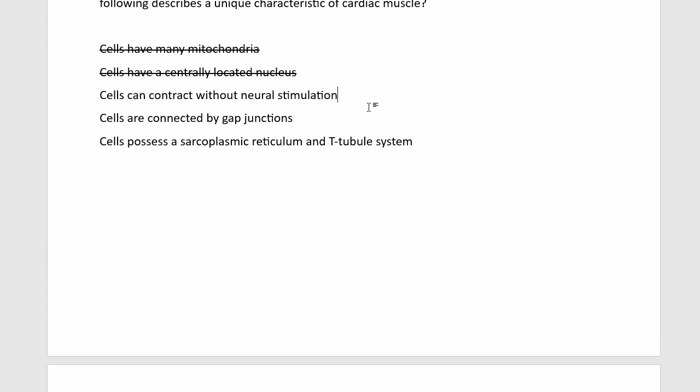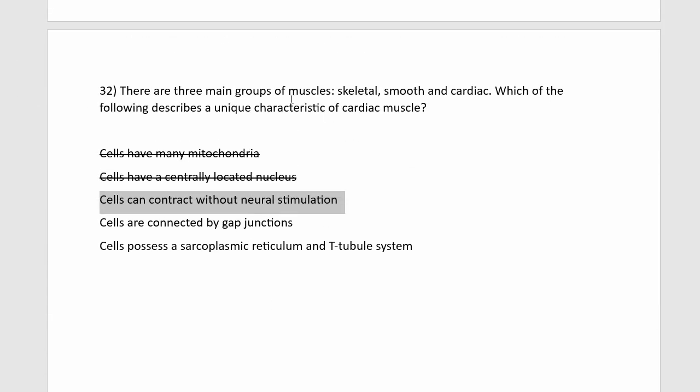So yeah, the correct answer, what makes cardiac cells unique amongst the other ones, is that they can contract without neural stimulation. But we'll just go through the rest of it just so we have a full understanding of this, and I feel like I'm going to say that quite a lot with this video.